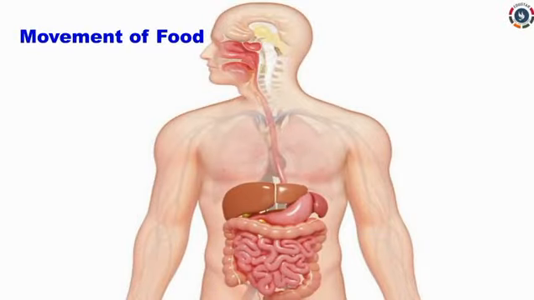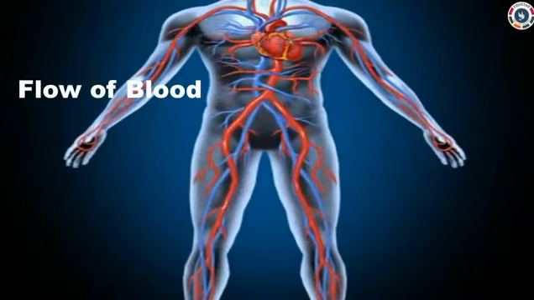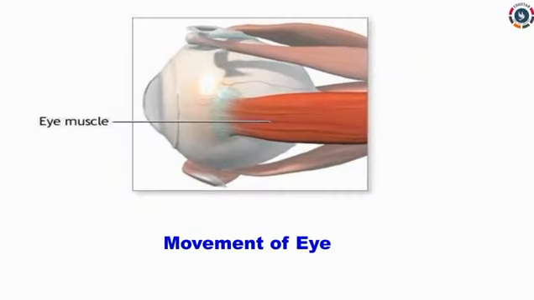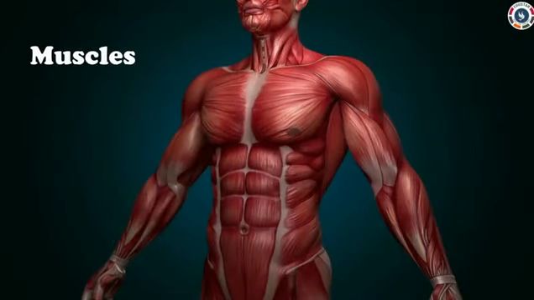They control the movement of food, flow of blood, and movement of the eye, etc. Muscles and bones together allow us to move, eat, sleep, bend, and do lots of other things. Let us take good care of our bones and muscles to lead an active life.